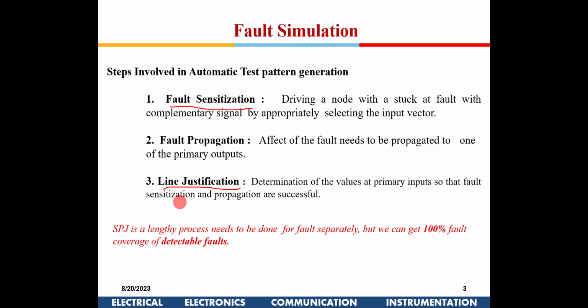But this is taking one fault at a time, and this is known as sensitization, propagation, justification, SPJ. It's a lengthy process, right? For each fault you need to do it separately, but is every fault detectable? We said some faults cannot be detected in case there is redundancy in the circuit.